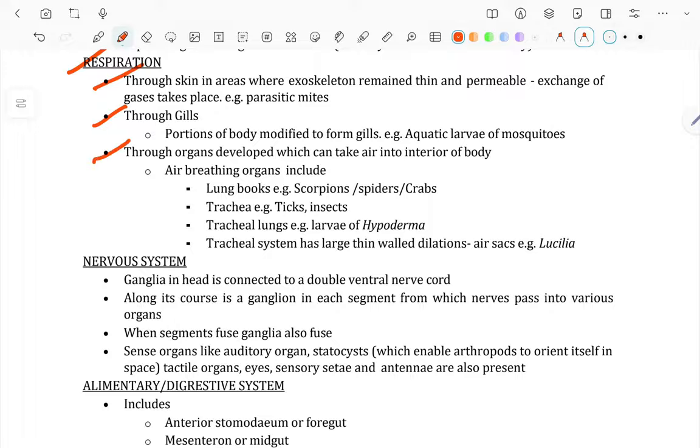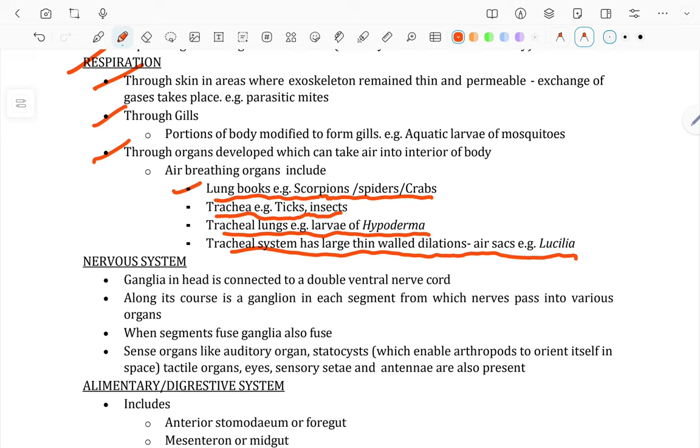Through organs developed which can take air into the interior of the body. Air-breathing organs include book lungs. Examples: scorpion, spider, crab. Trachea: by trachea in ticks and insects. Tracheal lung. Example: larva of Hypoderma. Tracheal system has large thin-walled dilations, air sacs. Example: Lucilia.